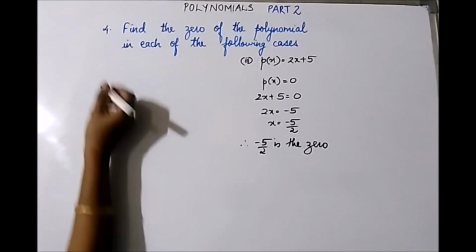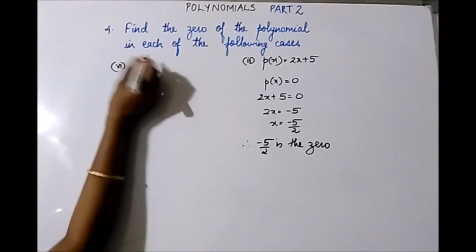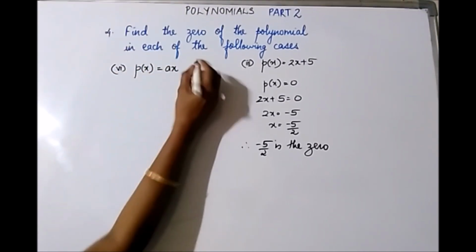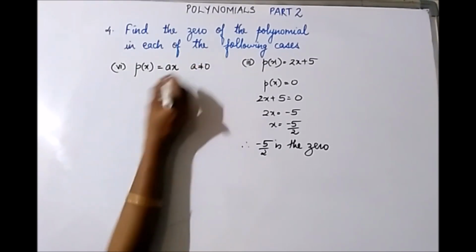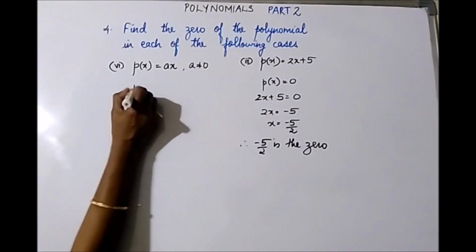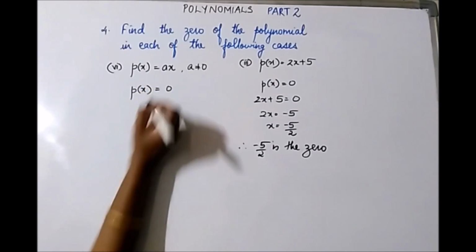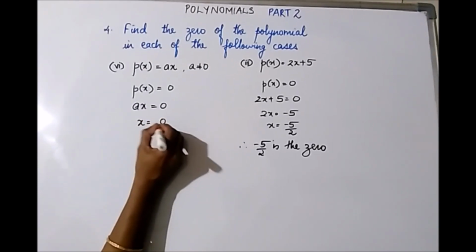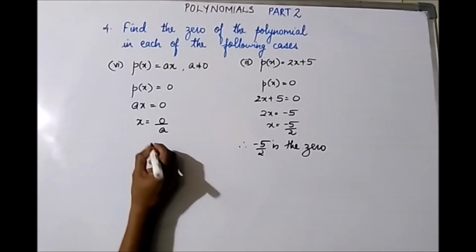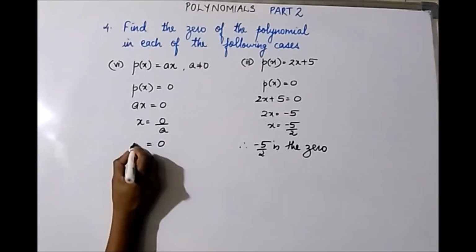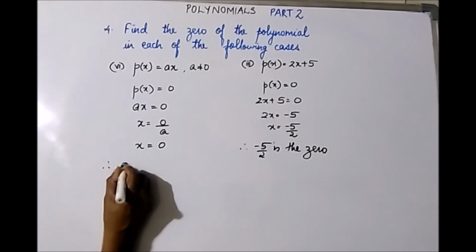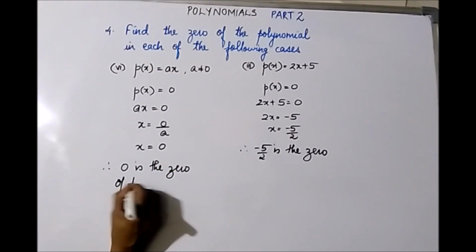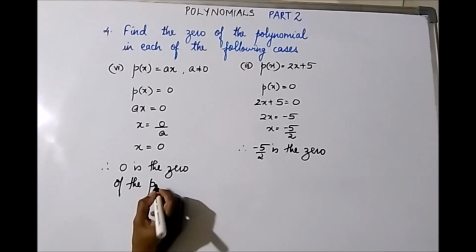Let us take now question number 6. Here the polynomial is ax, where a is not equal to 0. So first we write the value of the polynomial equal to 0, that is ax equal to 0, x equal to 0 divided by a. Since a is not equal to 0, 0 divided by a will be equal to 0. Therefore, 0 is the 0 of the given polynomial.